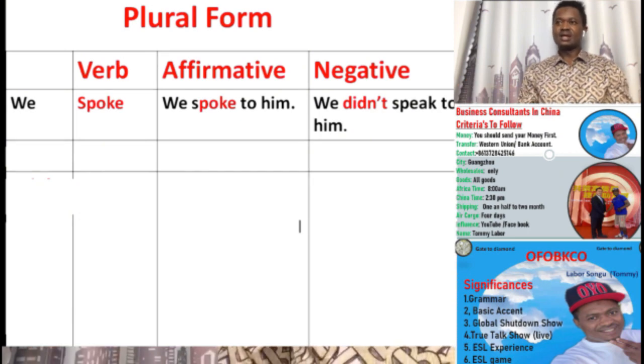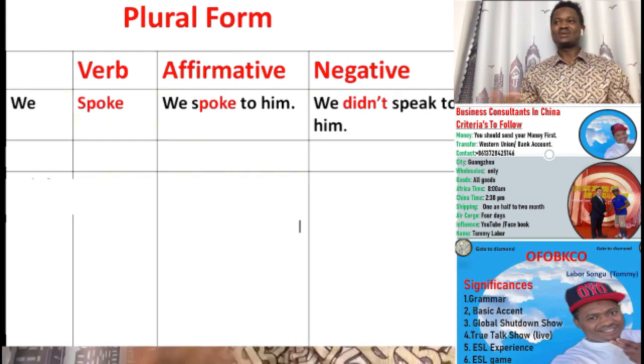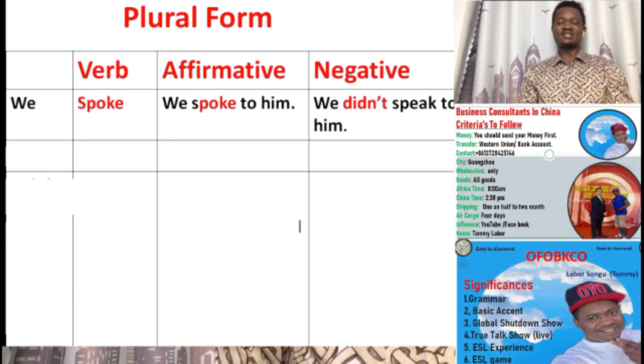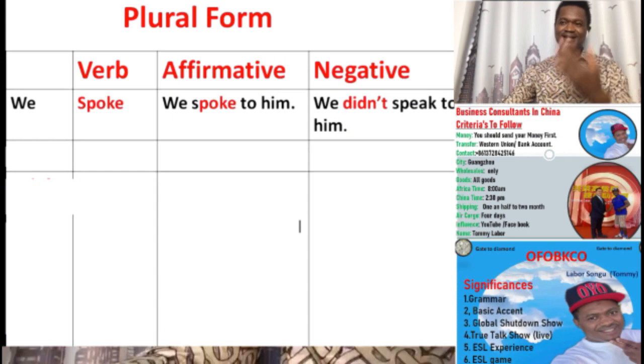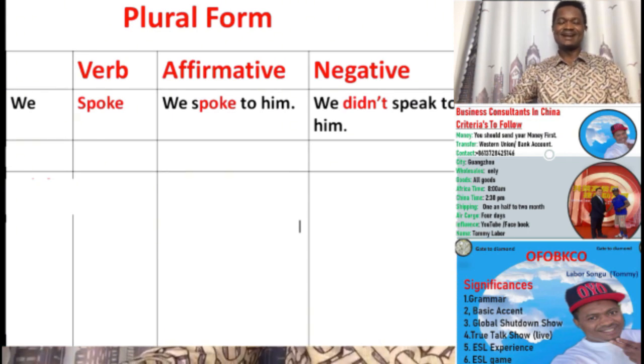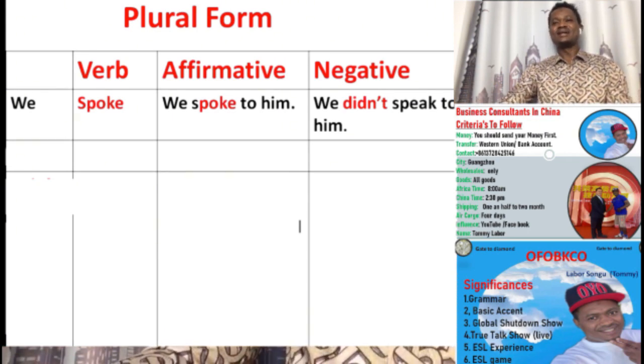This is the negative form, and we are saying the contraction form: we didn't speak to him. You have to say "we" clearly and "speak" clearly. All the rest, "him" included, we just say fast. So, we didn't speak to him.